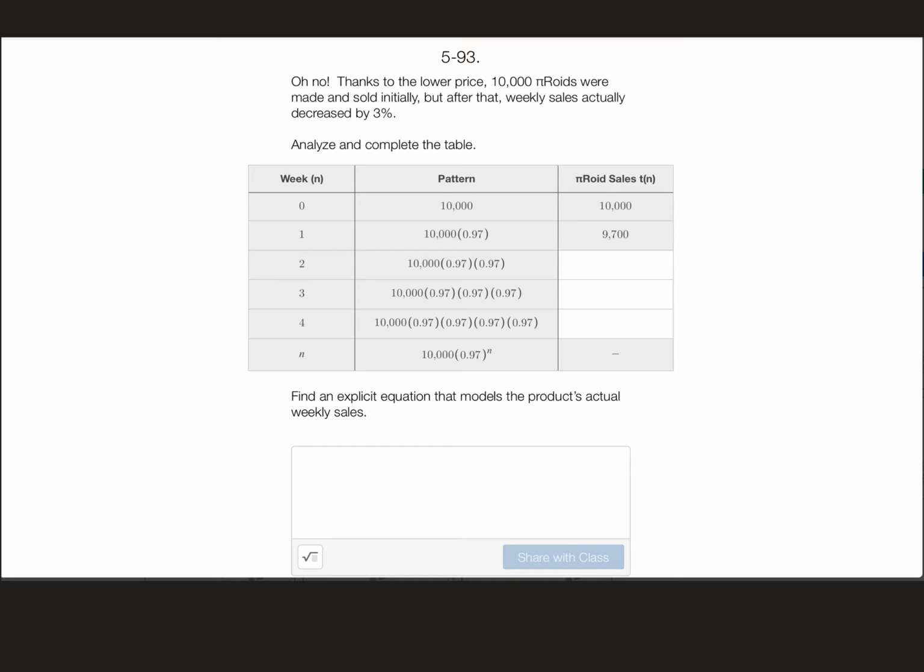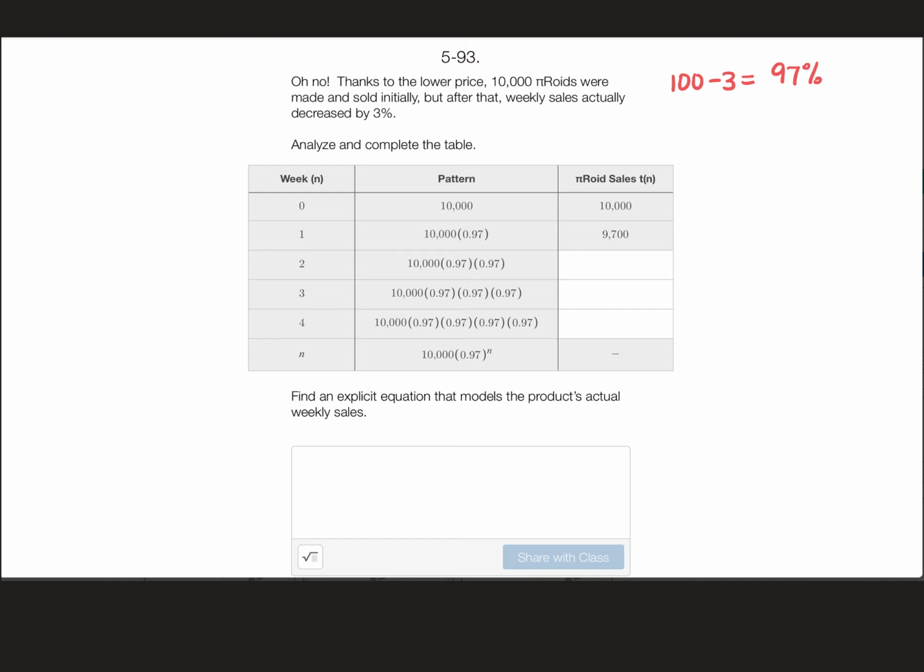Okay, so it looks like the pyroids did sell 10,000 in that first week, but afterwards, instead of increasing in sales, we actually saw a decrease in sales by 3%. So you'll notice that my growth rate is going to be whatever 100 minus that 3 is. So that's my percent.